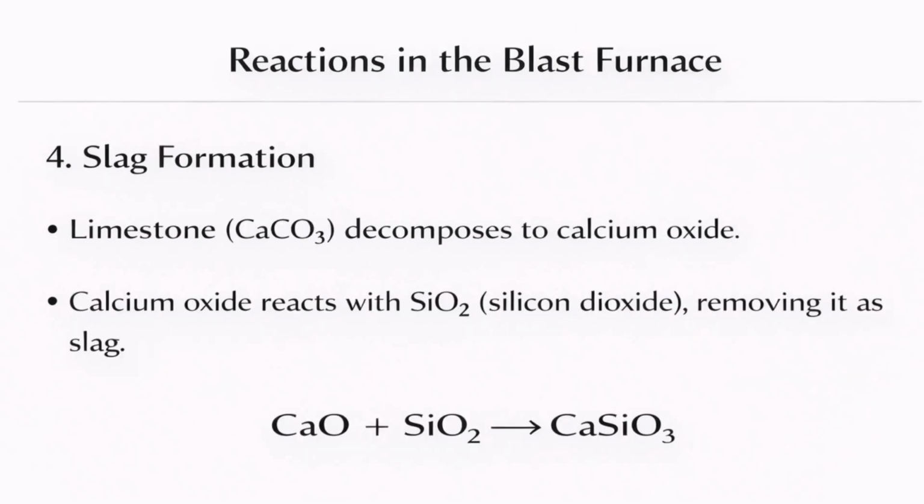Now, let us look at the removal of impurities in the blast furnace. Limestone decomposes when heated, producing calcium oxide and carbon dioxide. The calcium oxide then reacts with silicon dioxide, which is an impurity in the iron ore. This reaction forms calcium silicate, commonly known as slag. The slag is less dense than molten iron, so it floats on top and can be removed easily.